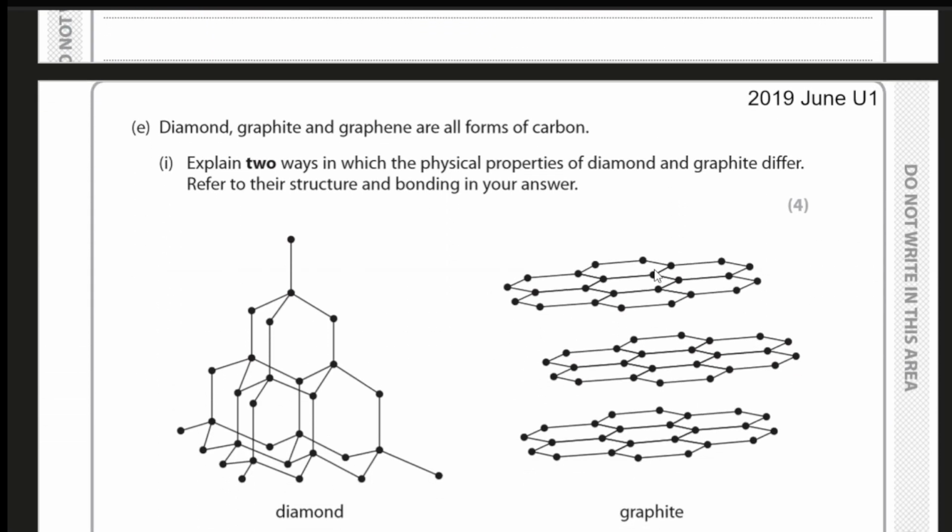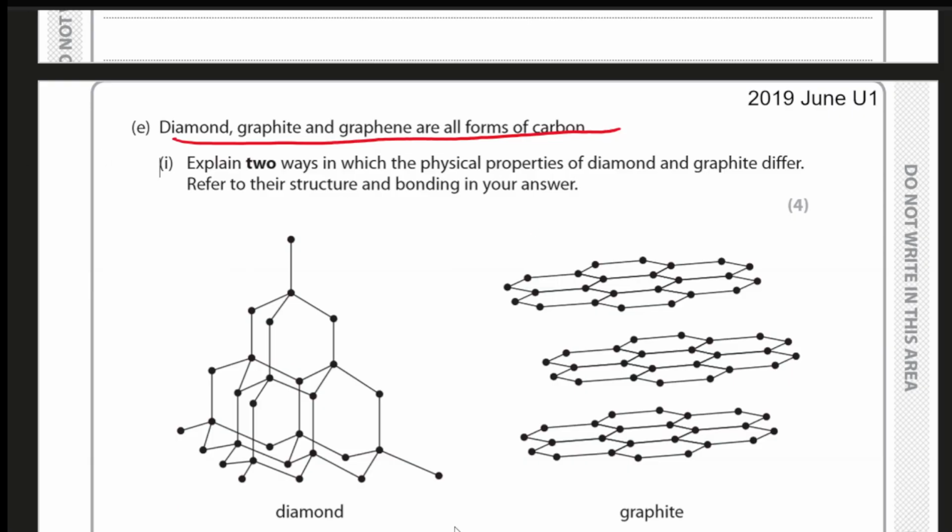Moving on, if you talk about diamond and graphite, all are forms of carbon. Now explain two ways in which the physical properties of diamond and graphite may differ. And you need to refer to their structure and bonding in your answer. So this is diamond and graphite, you know that.